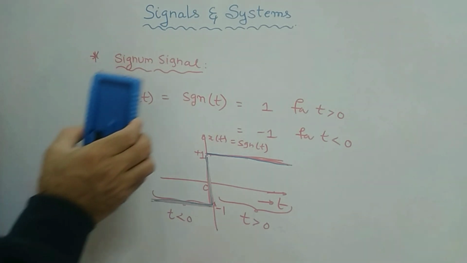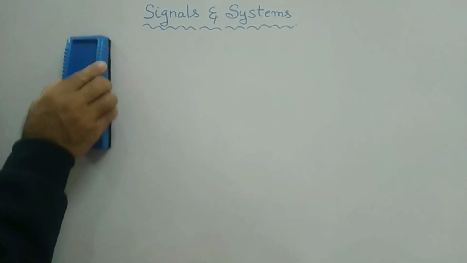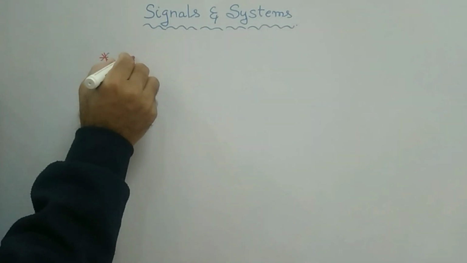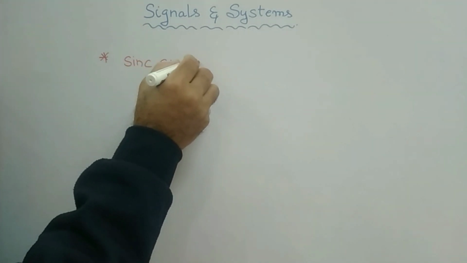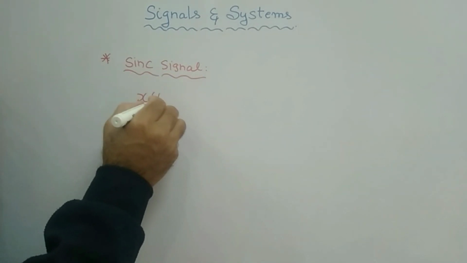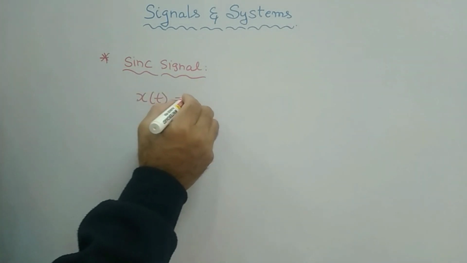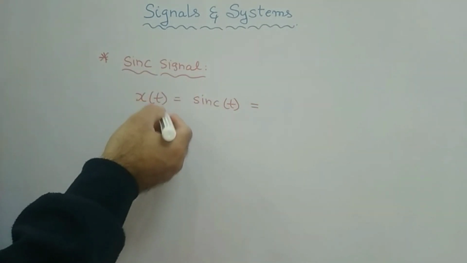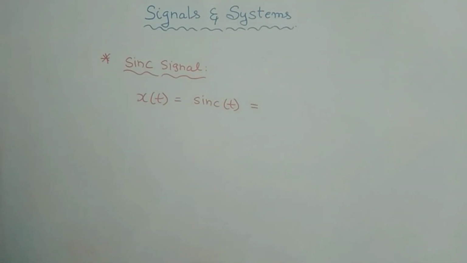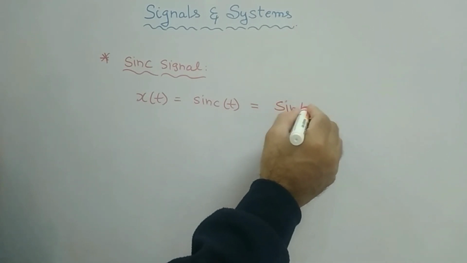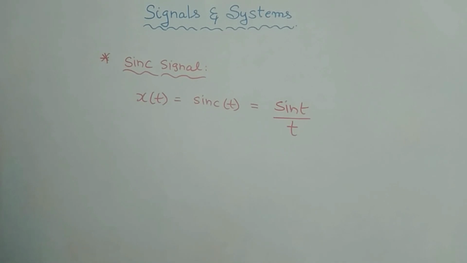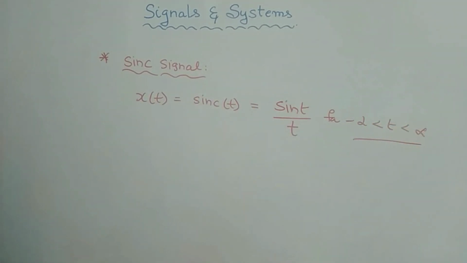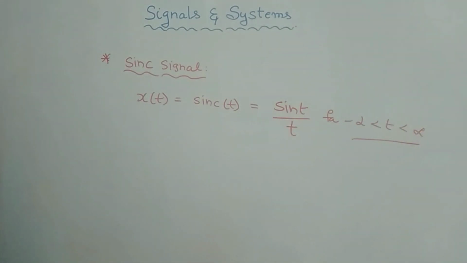And finally, we will see the sinc signal, the last one in today's presentation. What is a sinc signal? This is another very important standard signal, that is sinc, S-I-N-C. It is defined as x of t equal to sinc of t, which is nothing but sine t by t. This is for minus infinity less than t less than infinity. So your time value must be within this. It is a continuous signal.